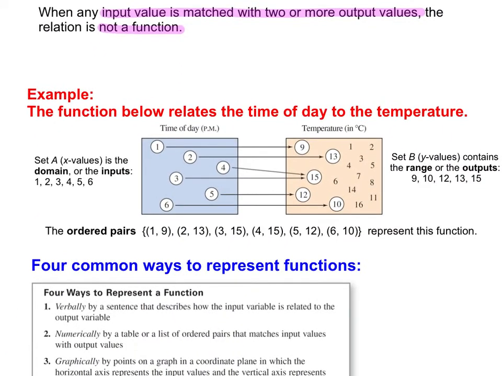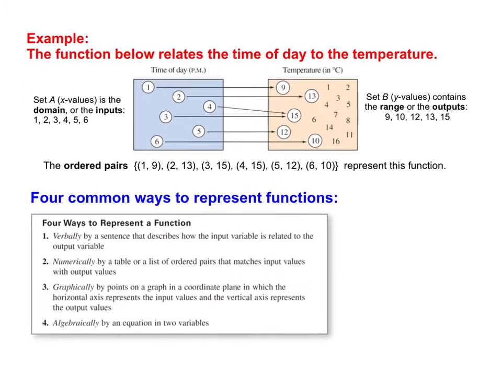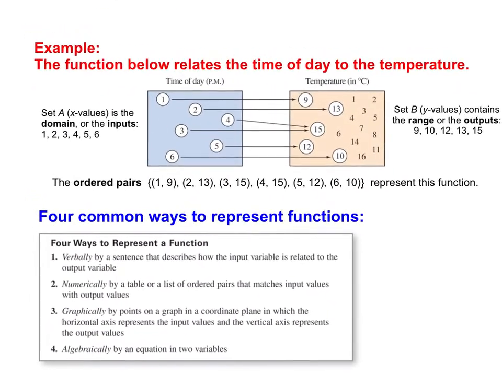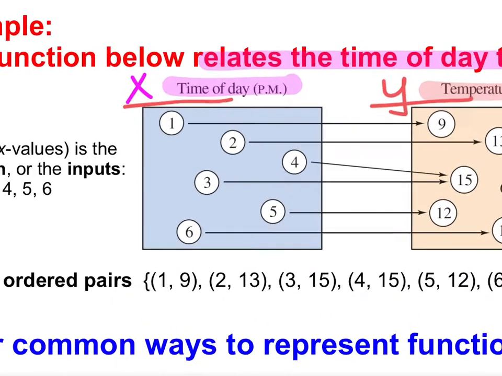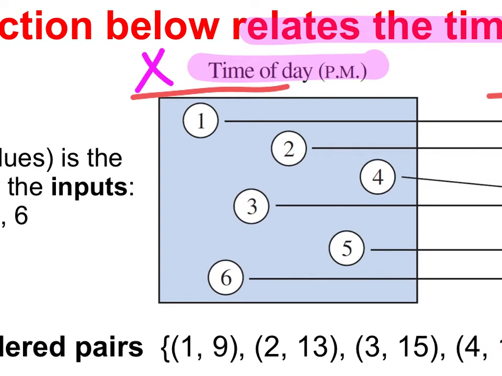So here's a picture from what we were just talking about, kind of putting everything together. Here we have a function that relates the time of day to the temperature. So our time of day, that's our x value. And then the temperature over here is representing the y value. So the input is the time, the output is what's the temperature at that time. So notice how, if we zoom in on these x values, each x value has one line coming out of it. It doesn't matter where that line goes.